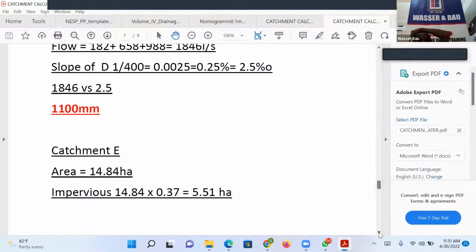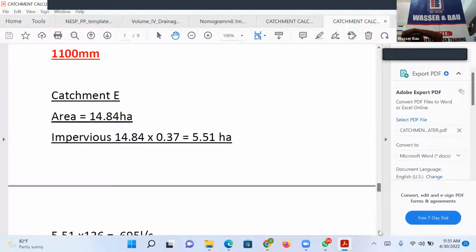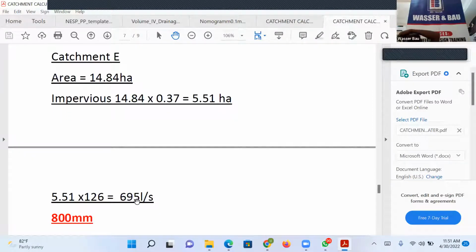Catchment E will not have such. Catchment E will just be itself because it does not have upstream. So it will be 695. And we have done something close to 694 before. So we simply write 800 mm drain.